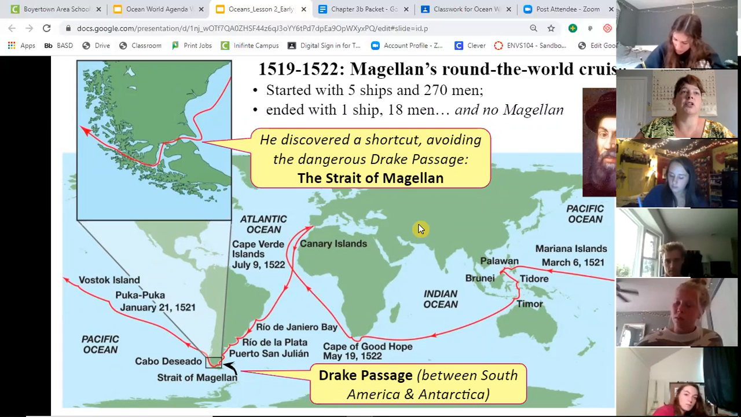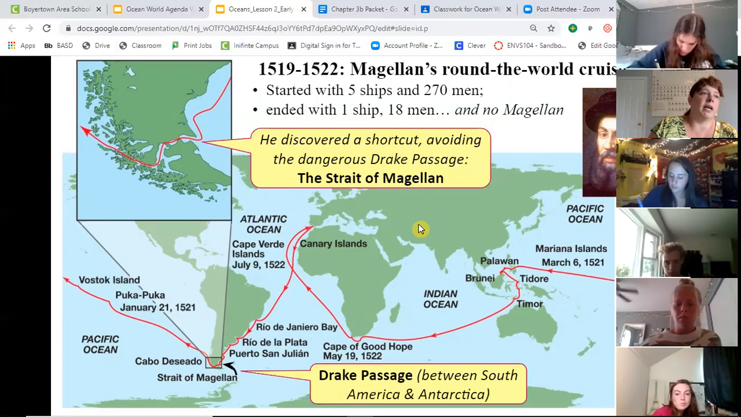Magellan himself was actually killed in the Philippines in a battle, but they had managed to circumnavigate the globe, and they found a shortcut through the lower part of South America called the Strait of Magellan. Well, it was named the Strait of Magellan. And it enabled them to cut off a very dangerous sea passage called the Drake Passage that many sailors were not able to navigate.